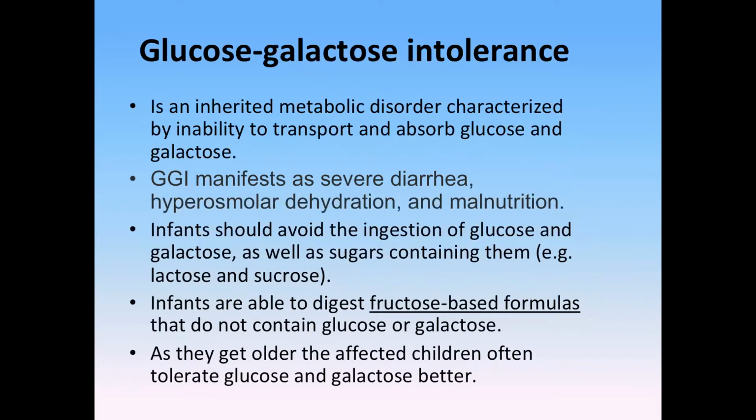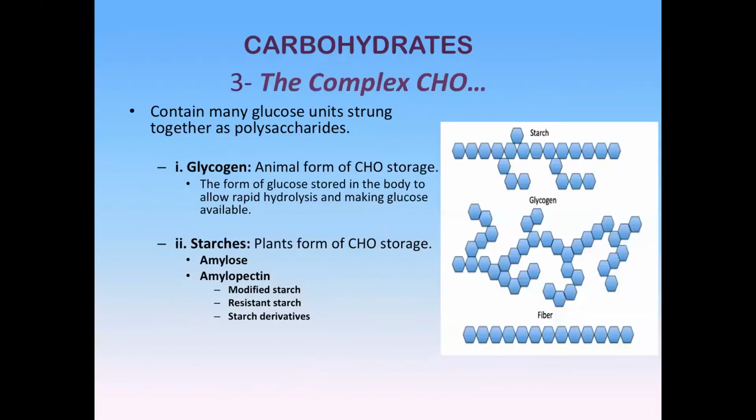Glucose galactose intolerance is also an inherited metabolic disorder characterized by inability to transport and absorb glucose and galactose. So it manifests as severe diarrhea, hyperosmolar dehydration, and malnutrition. Infants should avoid the ingestion of glucose and galactose as well as sugars containing them. So this is contrary to hereditary fructose intolerance. They can actually digest a fructose-based formula better than they do glucose. So they shouldn't have any formula that contains glucose or galactose. And as they get older, the children can also tolerate glucose and galactose better.